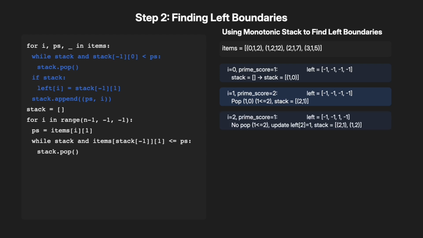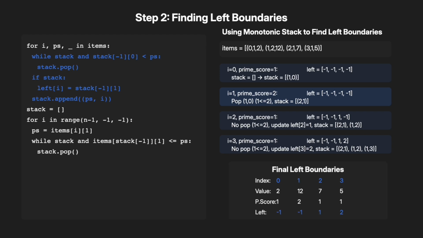For 2, 1, 7, since its prime score is less than the stack top's score, we update left[2] equals 1, indicating position 1 is its left boundary. Similarly, for 3, 1, 5, we set left[3] equals 2. Our final left boundary array is [-1, -1, 1, 1, 2].